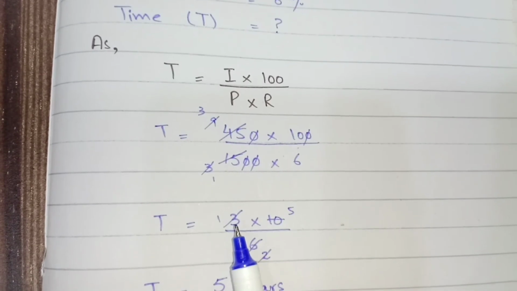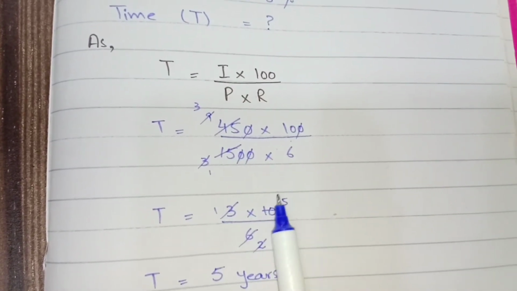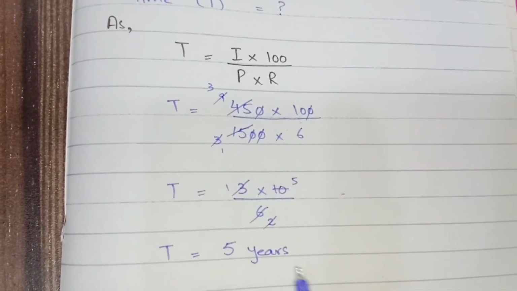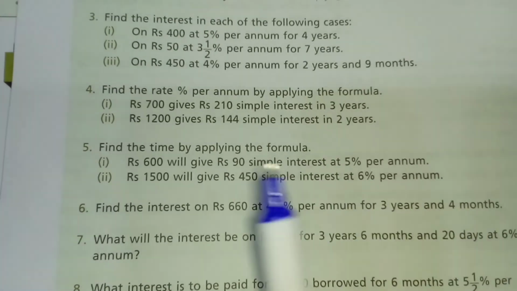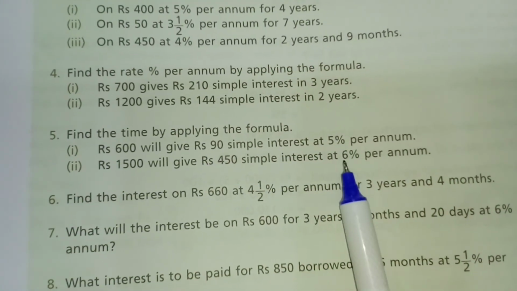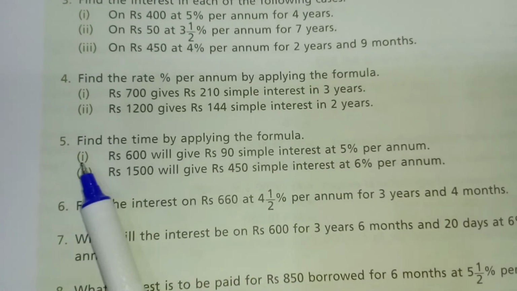Now on the table of 3, 3 1s are 3, 3 2s are 6, then 2 1s are 2, 2 5s are 10, and we get 5. So time must be in years, so T is equal to 5 years. Its part number 1 is rupees 600 will give rupees 90 simple interest at 5% per annum, same as question number 2. So you can solve it by yourself.